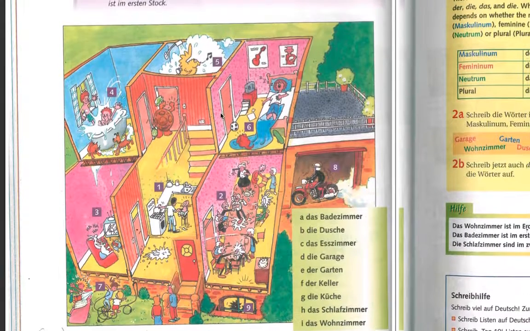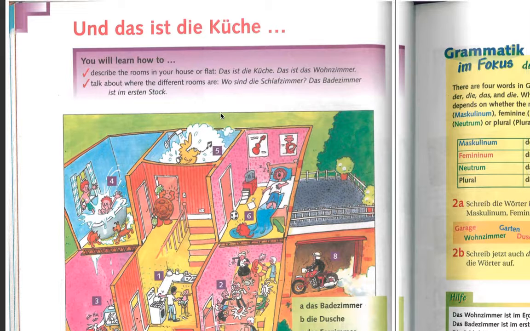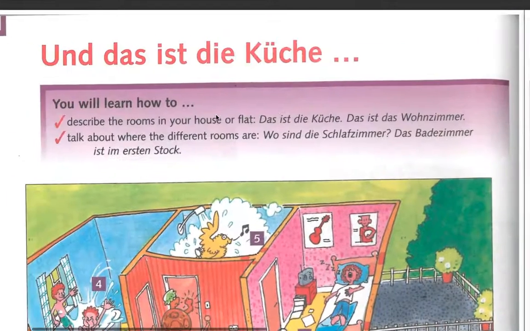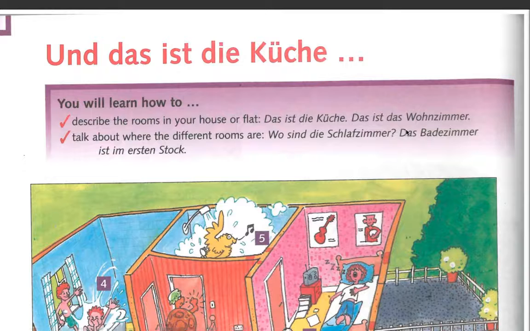Okay. Going on to describing the inside of the house now. Und das ist die Küche. Die Küche is the word for the kitchen. Okay. So, das ist die Küche. That is the kitchen. Das ist das Wohnzimmer. Wohnzimmer. We know wohnen, to live. And Zimmer is a room, so living room.